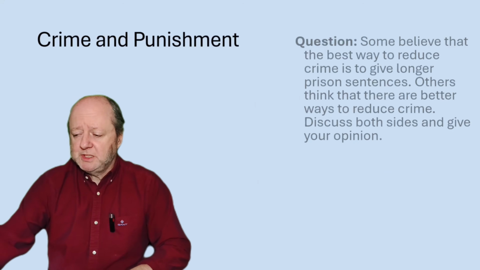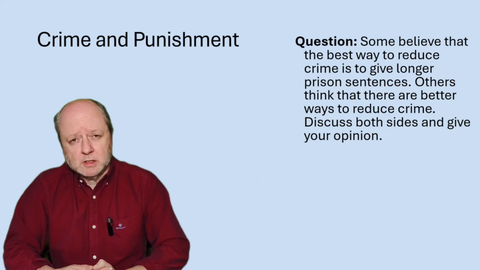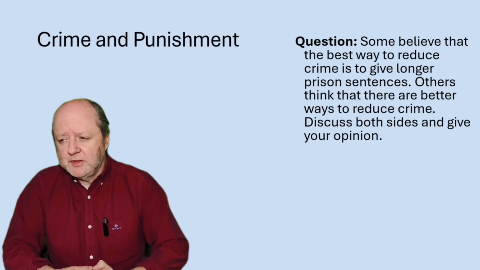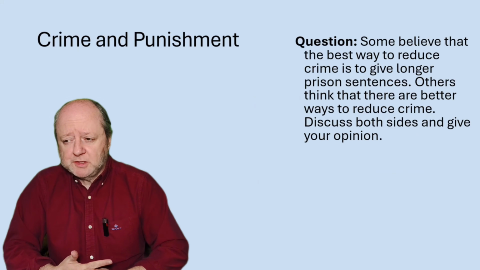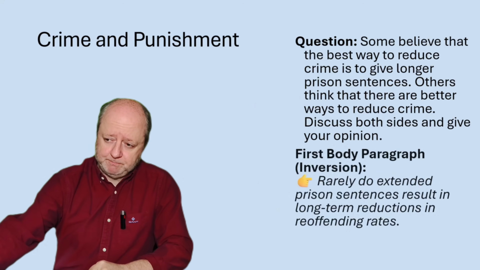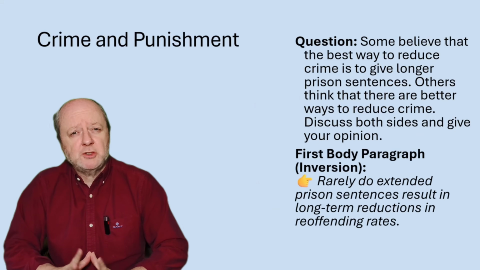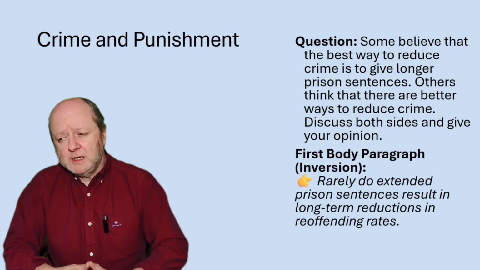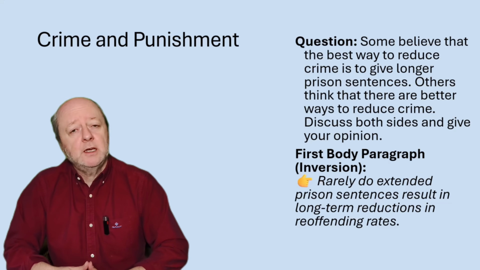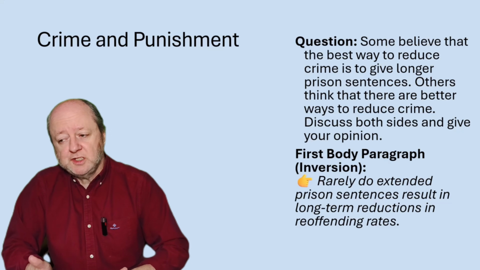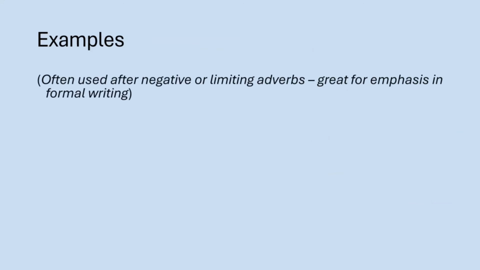Crime and punishment. Some people believe the best way to reduce crime is to give longer prison sentences. Others think that there are better ways to reduce crime. Discuss both sides, give your opinion. So the first body paragraph could begin with a topic sentence like this: rarely do extended prison sentences result in long-term reductions in reoffending rates. So rarely do they result. More examples.